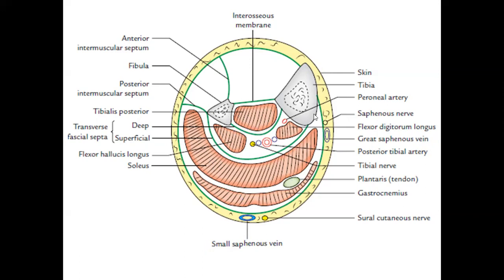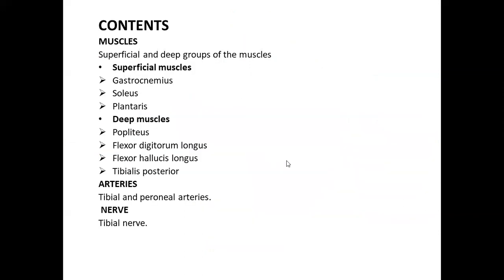Okay. Now, what are the contents of the posterior compartment? All of these muscles, these arteries and the nerve here. The contents we see in the posterior compartment are the muscles, which can be divided into superficial and deeper groups. The superficial muscles are the gastrocnemius, the soleus, and the plantaris, whereas the deeper muscles are the popliteus, the flexor digitorum longus, the flexor hallucis longus, and the tibialis posterior. The arteries we see here are the posterior tibial and the peroneal artery, and the nerve we see here is the tibial nerve.